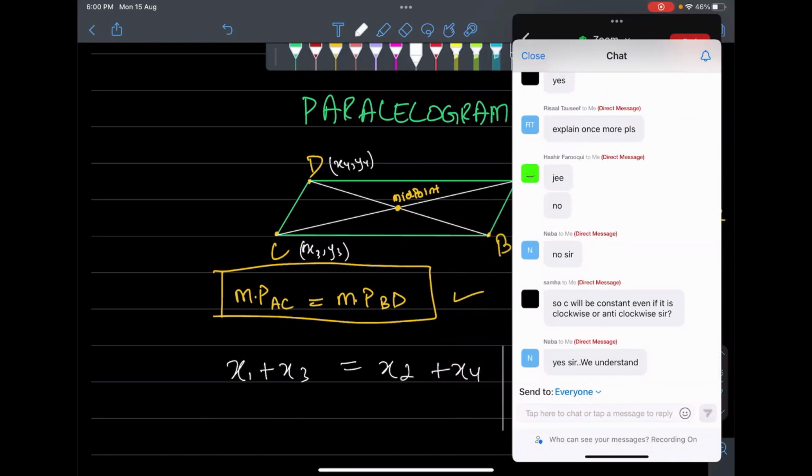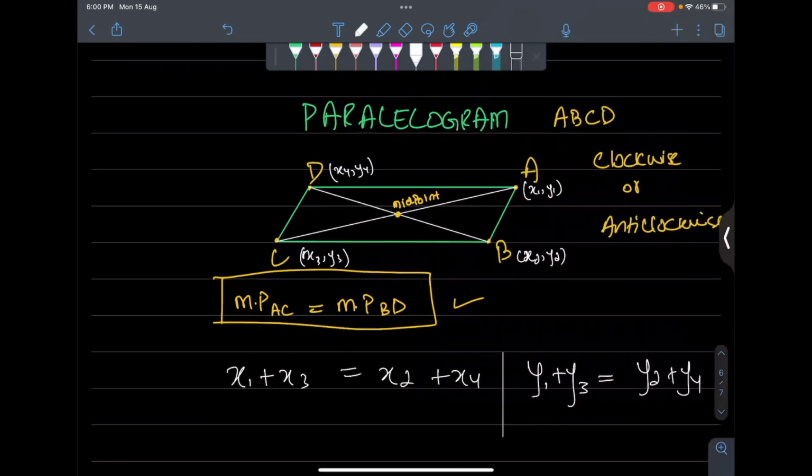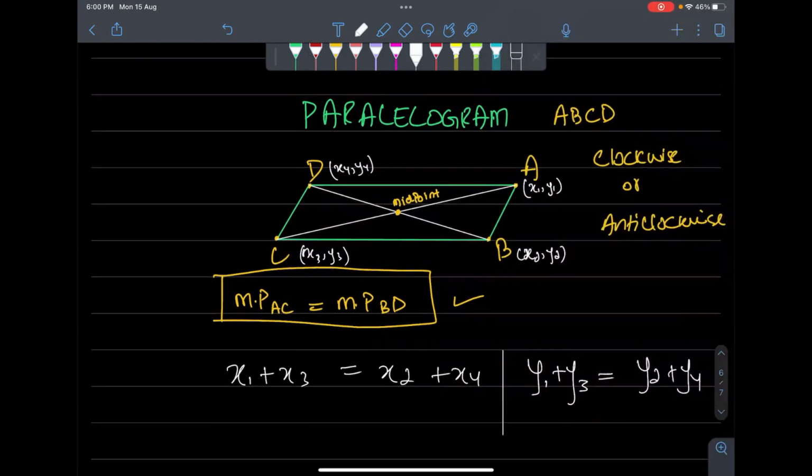Yes, Sama, you are right. C will be the same. Please copy this down. Then we'll do one question about this, and move on to the next concept. Now we need to do one more concept today.